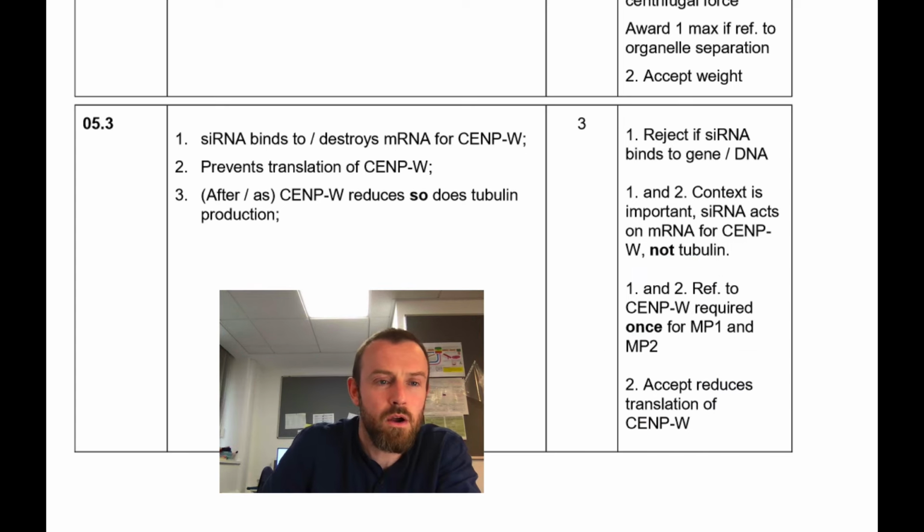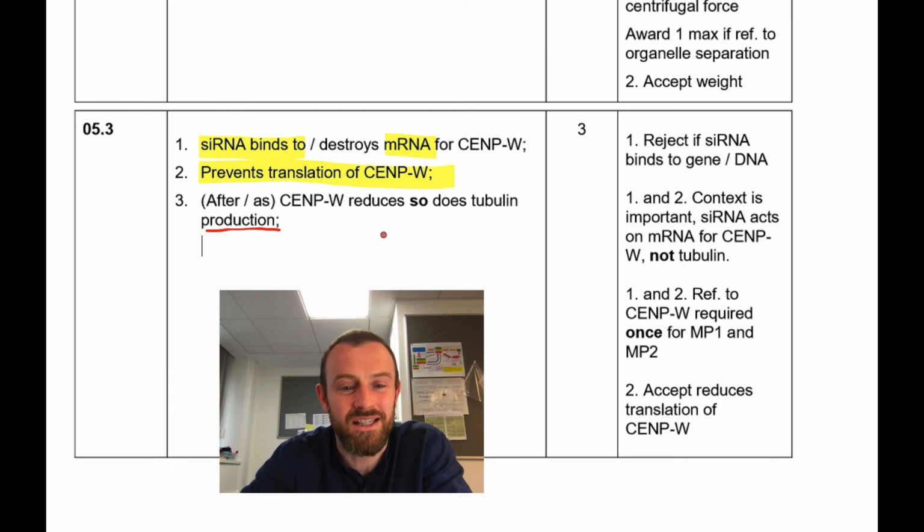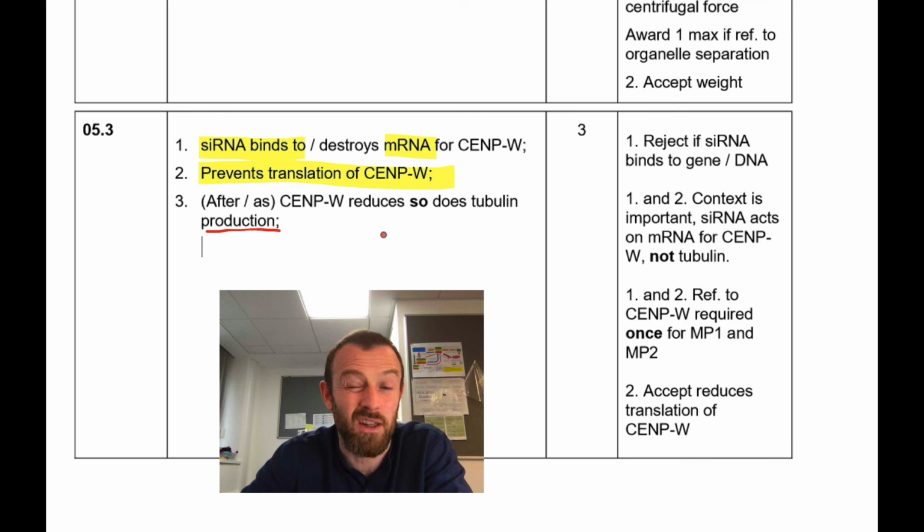Okay, so siRNA binds to the mRNA, prevents translation. This, I'm not sure if I would have got the mark the way I said it. SENP reduces, and so does tubulin production. Now this is interesting because in the text it says that SENP is involved in the formation of the spindle fibers. It doesn't actually say it's involved in the production of tubulin, but I guess you can assume that.